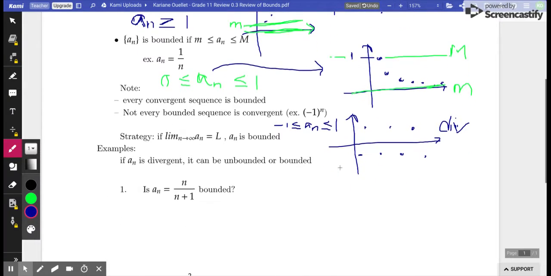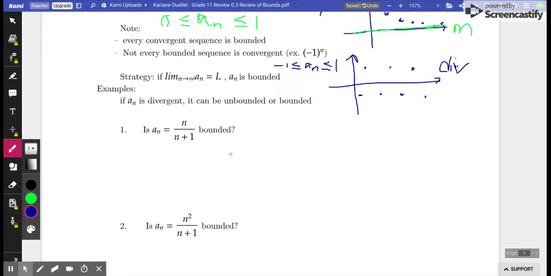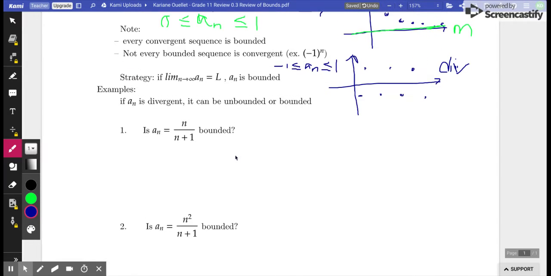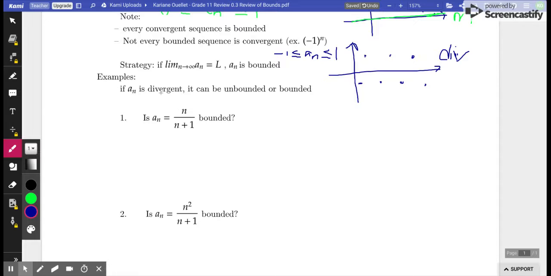The point of this that's really essential is you could calculate the limit of a sequence, and if you find out that the limit exists, you find that L is a number, then you know for a fact that your sequence is bounded. So for example, if I ask you in the following 3 examples, is the sequence bounded? The first thing I'm going to do is go ahead and calculate the limit. If I know the limit exists, then clearly it's bounded. So let's do that. The limit as n approaches infinity of n divided by n plus 1.